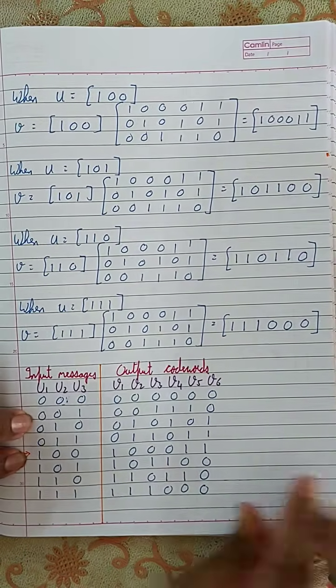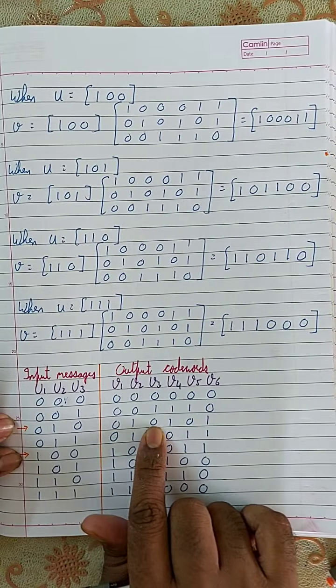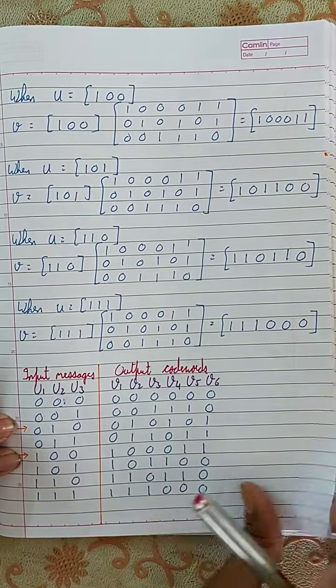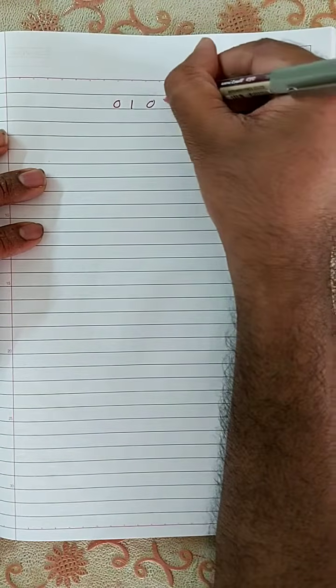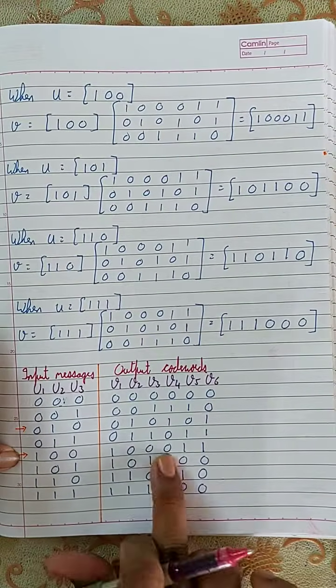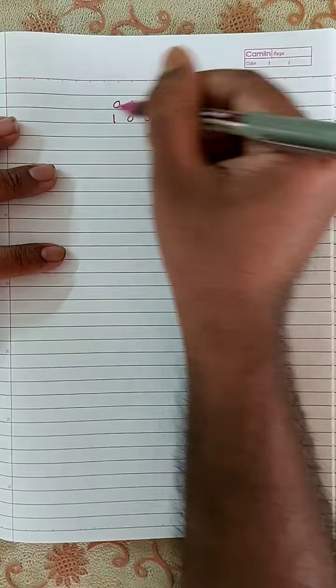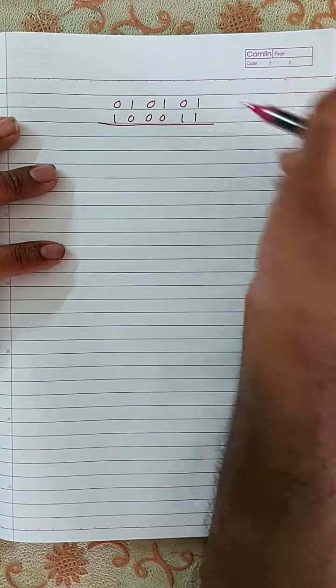What is that code word? Let me see. The first code word here is 0 1 0 1 0 1. Okay, that is one code word. Now what's the other code word? 1 and three zeros, then 2 ones: 1 0 0 0 1 1. Now I'm going to add it, or XOR.